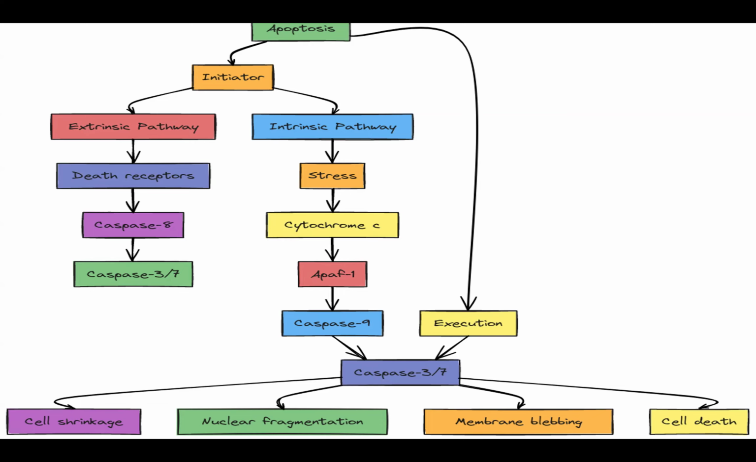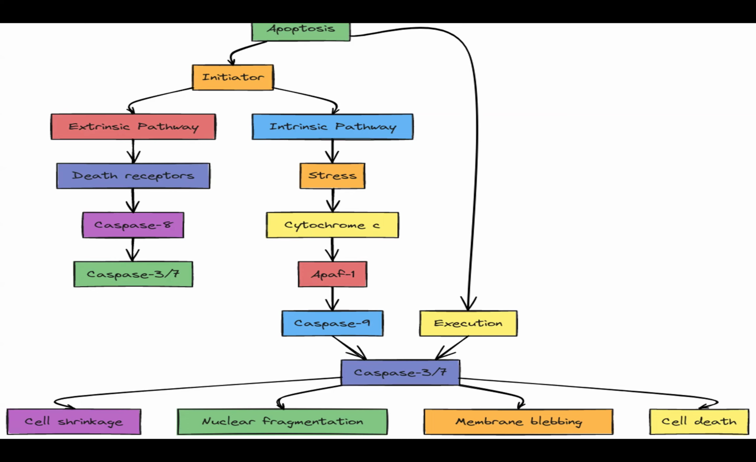Now, let's move on to the execution phase. The activation of caspase 3 and caspase 7 leads to several morphological and biochemical changes in the cell, including cell shrinkage, where the cell condenses and reduces in size, nuclear fragmentation, breaking down the nucleus into smaller pieces, and membrane blebbing, where the cell membrane forms small bubble-like protrusions. These changes result in the orderly dismantling of the cell, ending with its removal by phagocytes without causing inflammation or damage to surrounding tissues.